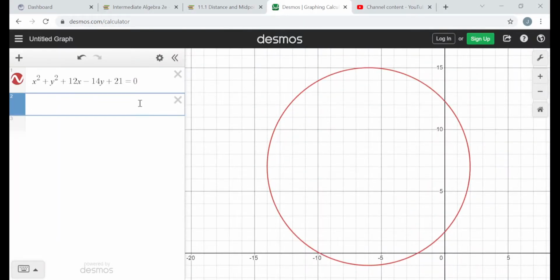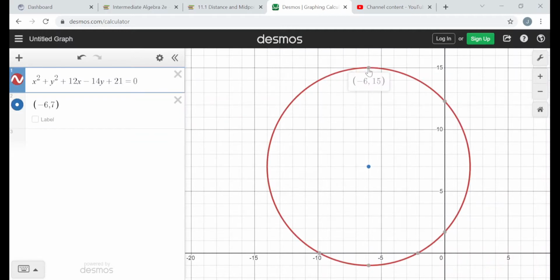Alright, so I'll put in the center, negative 6, 7, and look at that, definitely in the center of this red circle. And then all the special points: this is 8 units above, the radius is 8, negative 6, 15 was on our graph. Here's negative 6, negative 1, here's 2, 7, and negative 14, 7. I had all those points, and every other point on the circle should be 8 units away from the center. Fantastic.